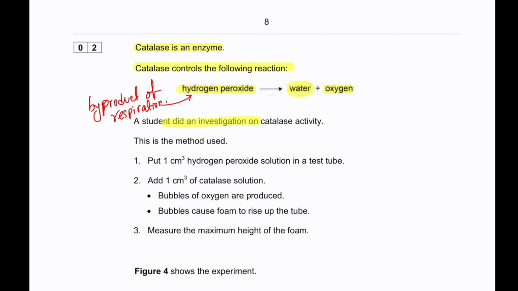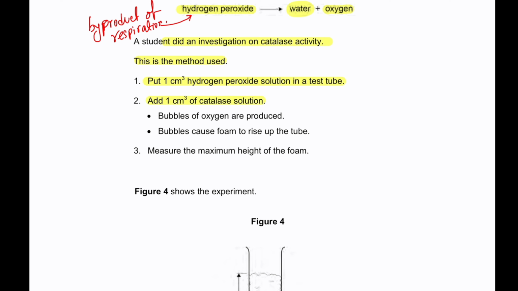A student did an investigation on catalase activity. This is the method used. Put 1 cm cube of hydrogen peroxide solution in a test tube. Add 1 cm cube of catalase solution. Bubbles of oxygen are produced. Bubbles cause foam to rise up the tube. Measure the maximum height of the foam.